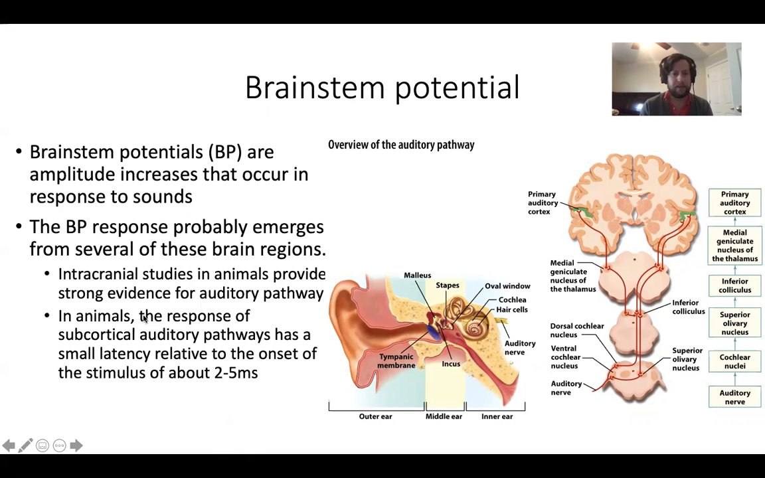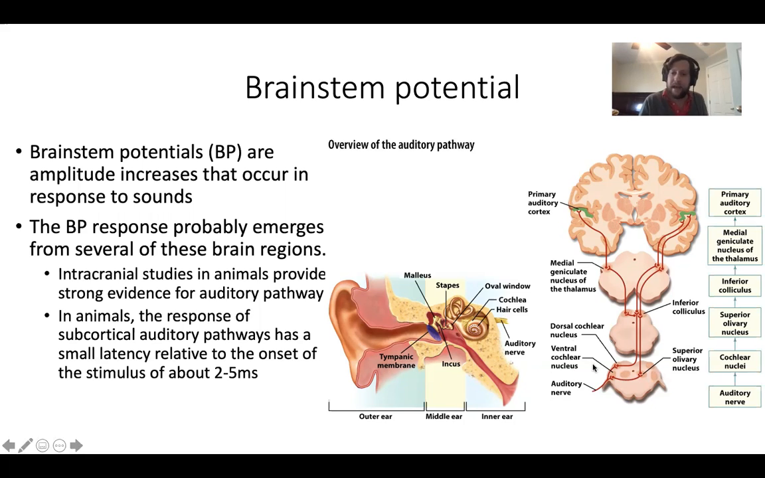It's these intracranial studies in animals. They provide strong evidence for this auditory pathway that includes the subcortical structures right here. And this is the really crucial piece of evidence. In animals, you can actually stick electrodes directly into the brain. You can't do that in humans. When you do that, you can measure the latency of these electrical responses. So you present a sound to an animal, and then eventually that sound becomes represented right here.